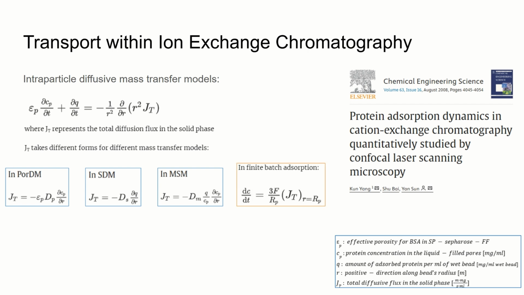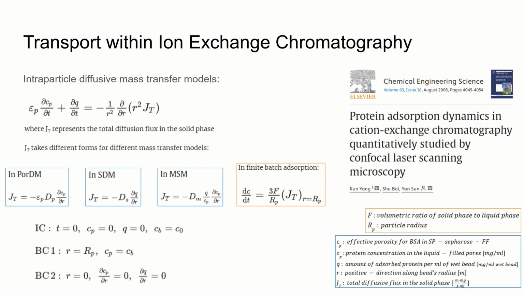The finite batch adsorption assumption was applied to all models. This model assumes limited contact between solute and adsorbent in a finite volume. It assumes uniform mixing, but that diffusion occurs within the solid phase. It sets the change in protein concentration over time equal to 3 times the volumetric ratio of the solid to liquid phase over the particle radius times the diffusive flux at the particle radius. The initial condition assumes an initial protein concentration of C naught in the bulk liquid phase, a concentration of 0 for the protein in the liquid-filled pores, and the protein adsorbed into the beads.